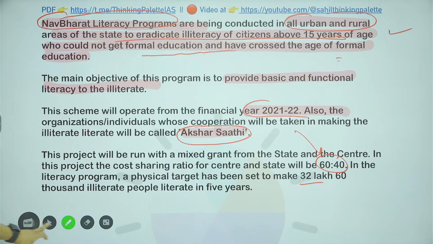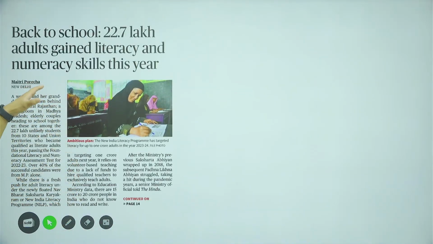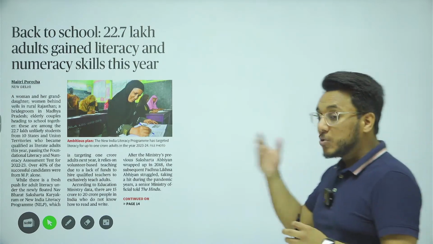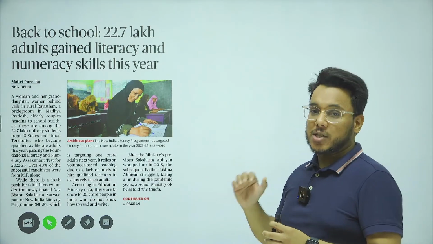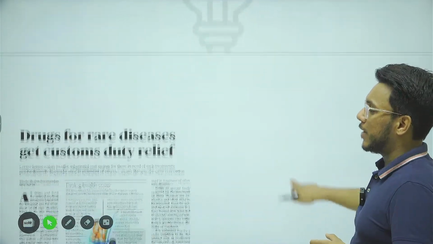As this Nav Bharat Literacy Program is going on, it has been a huge success, and this many adults have gained literacy and numeracy skills this particular year. The numbers have been given, and this is also called the New India Literacy Program. So this is all about this particular scheme. We can use these references in social justice related answers for GS paper number 2. Now, moving to the next article.